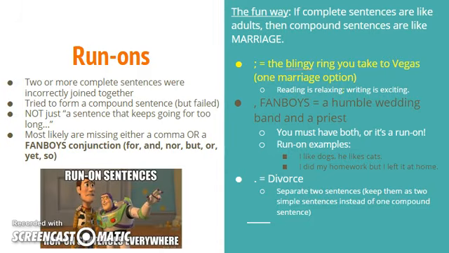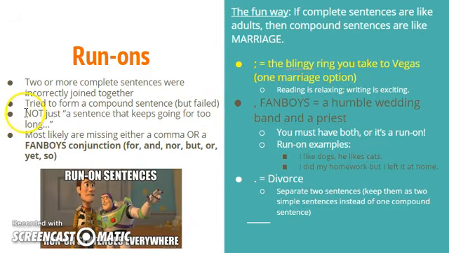And our third topic with complete sentences is run-ons. And here's where it starts to get a little fun. Run-ons are when we have 2 or more complete sentences and we tried to put them together into one sentence, but we did it wrong. It's 2 sentences that were joined together incorrectly. They tried to form a compound sentence but failed.